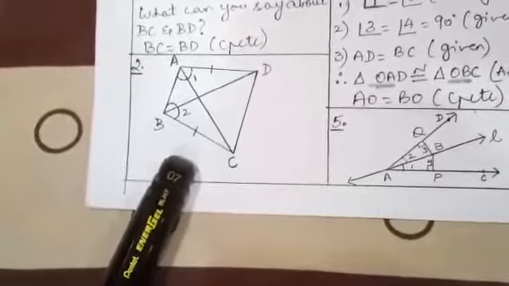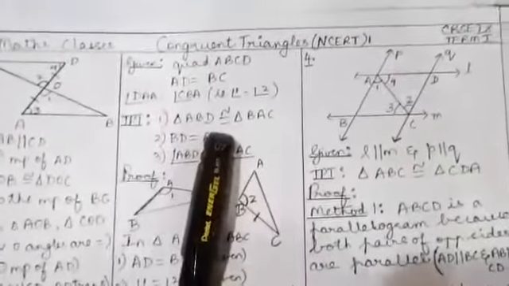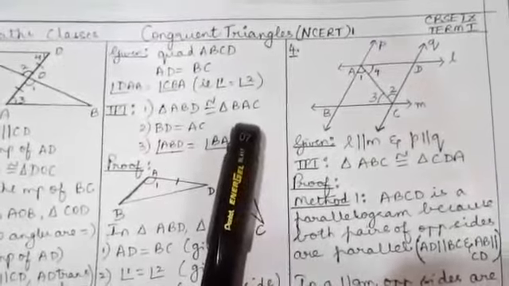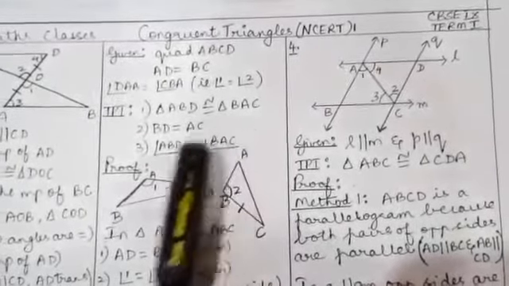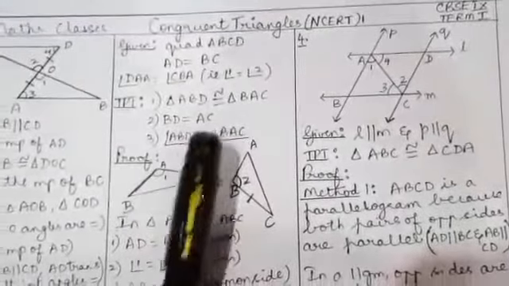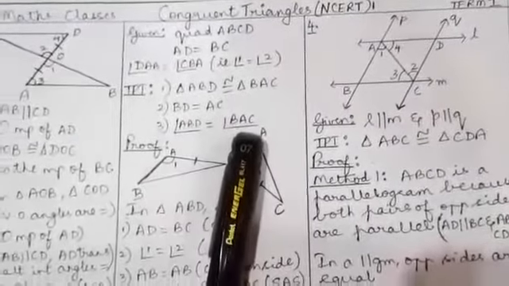With this information, we need to show that triangle ABD is congruent to triangle BAC. Also, we need to show that BD equals AC and angle ABD equals angle BAC.